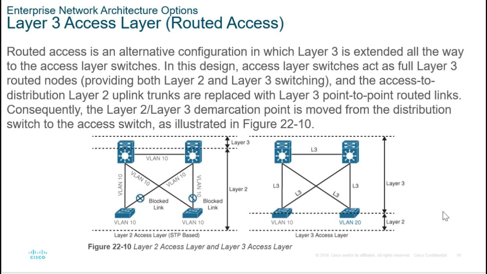Access layer dia sebagai switch layer 3. Okay, so ada another alternative. Tadi kita nampak bahawa if we implement the connection between the distribution layer and the access layer at a layer 2 punya connection, then we need to consider about spanning tree protocol.